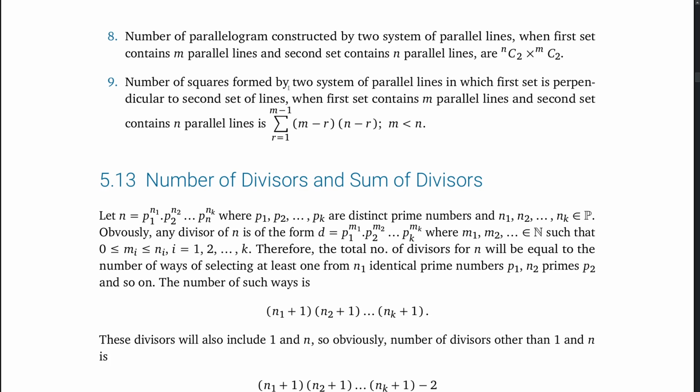The number of squares formed by two systems of parallel lines, in which the first set is perpendicular to the second set, when the first set contains m parallel lines and the second set contains n parallel lines, is the sum of (m - r) into (n - r), where r varies from 1 to m - 1, and also m is less than n.